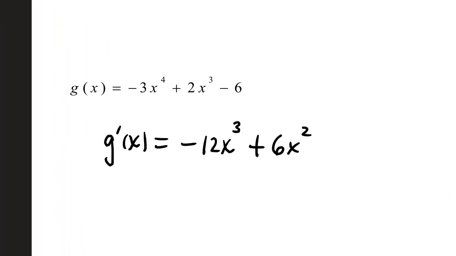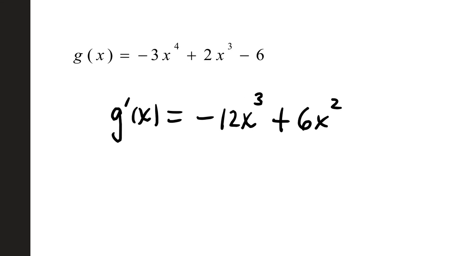And then for our third example, g of x is equal to negative 3x to the 4th plus 2x cubed minus 6. Start with your first term, negative 3 times 4. Take 1 off your power. Move to the next term, 2 times 3. Take 1 off your power. Negative 6 is a constant, so its derivative is 0. And you don't have to write the 0.